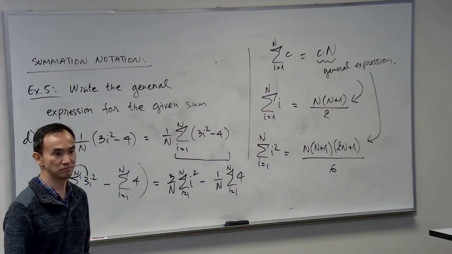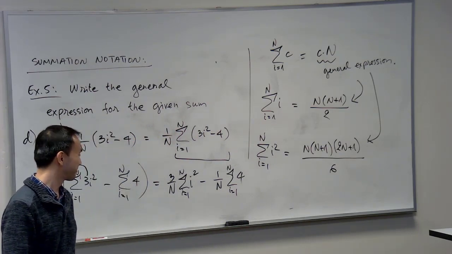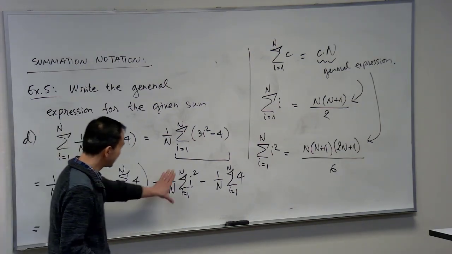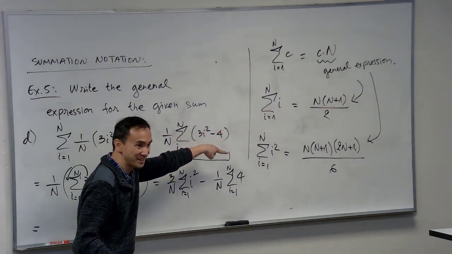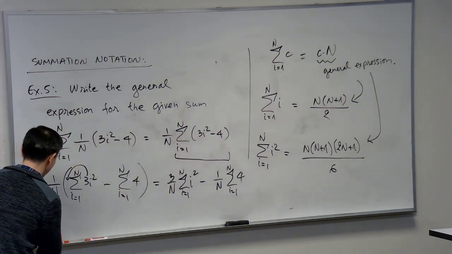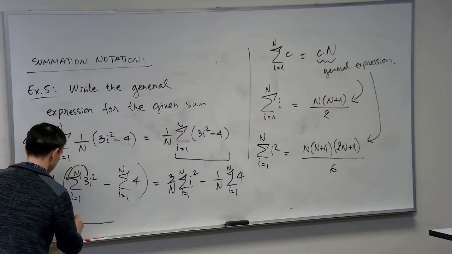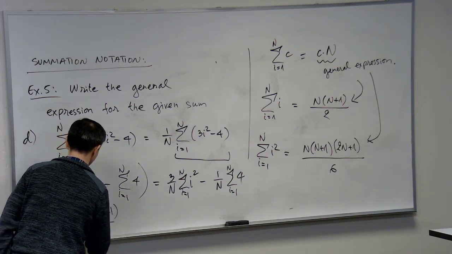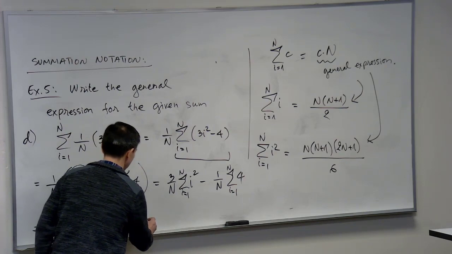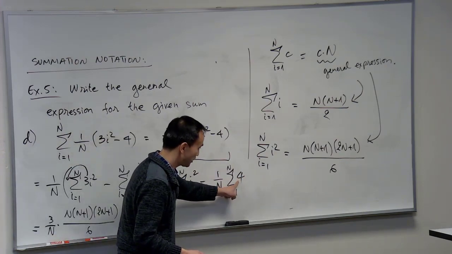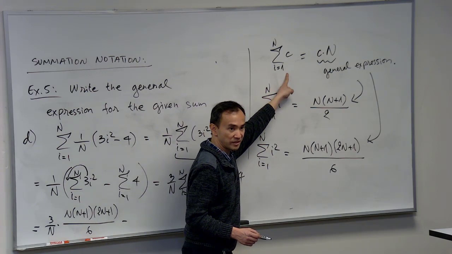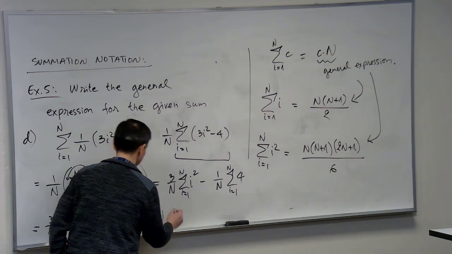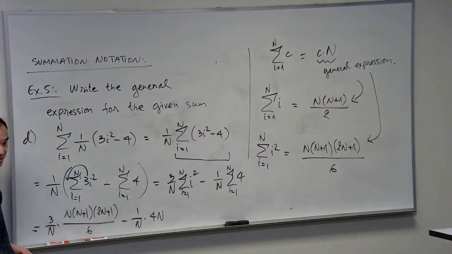So we might work with that. And that's still not the general expression yet, right? For the i squared, now we have a formula. So now I have 3 over n times n times n plus 1 times 2n plus 1, over 6. And then minus, for this 4 right here, it's a constant term, so we use that general expression: 1 over n times 4n. Right? So now we are ready to clean up the terms quite a bit.